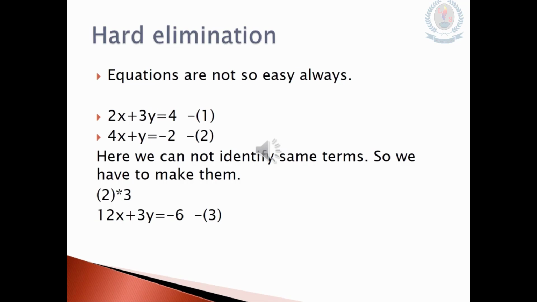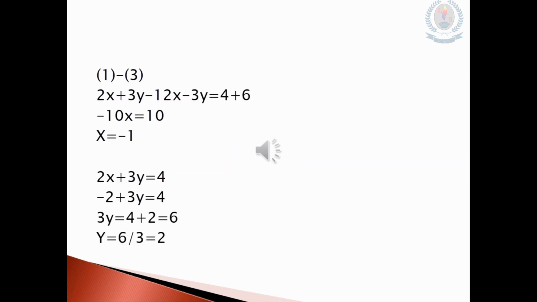Multiplying the second equation by 3, we get a new equation. That means the third equation is 12x plus 3y equals minus 6. Now we have to subtract the third equation from the first equation. Then we can see the y terms cancel. Then we get the x value as x equals minus 1. Substituting that value into the first equation, we get the y value as 2.